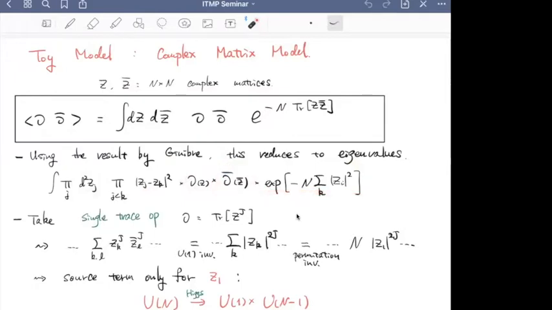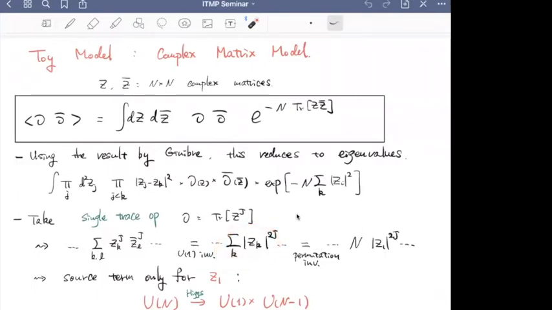In order to see what's going to happen, let's consider a single trace operator, O equals trace of Z to the J, and insert it here. So O is this one, and O bar is the conjugate. And because we have two operators, we have two sums, and each sum basically corresponds to taking a trace. But because of U(1) invariance, you can show that in this summation over two indices, only the term for which k equals l contributes to the final answer. So this reduces the double sum into a single sum, and the result we get is this expression.